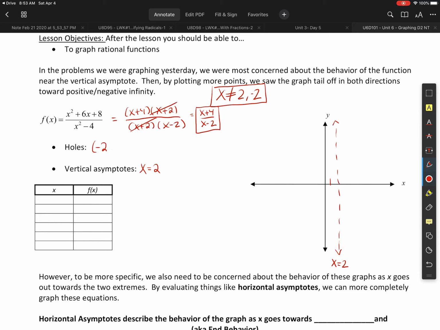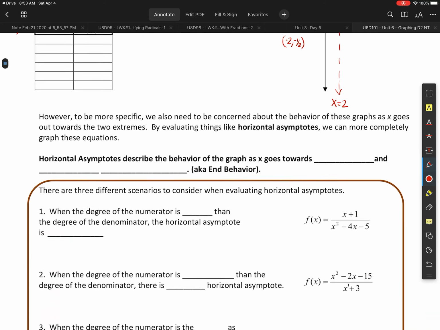So in this situation, we canceled out the restriction of negative 2. If I plug in negative 2 plus 4 over negative 2 minus 2, that in this situation gives me 2 over negative 4 for a value of negative 1/2. So I got negative 2, negative 1/2 right there. All right, so this is really where we left off the other day. We filled in the XY table, we found some more points, and we sketched. Today we're going to take it further and actually make some more rules to make our graphs more defined.